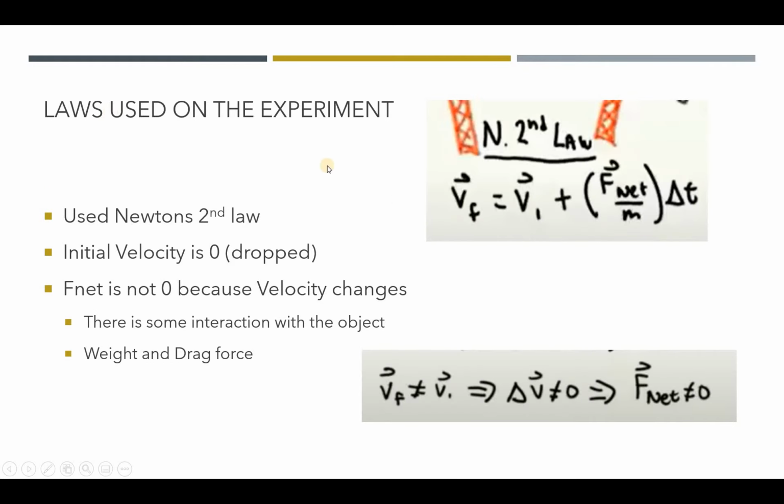So the laws used in my experiment: we used Newton's second law, which is final velocity equals initial velocity plus F net over mass times delta t. The initial velocity is 0 since we dropped it, but force net is not 0 because velocity changes. And this is because there are some interactions with the object, which are the weight and drag force.